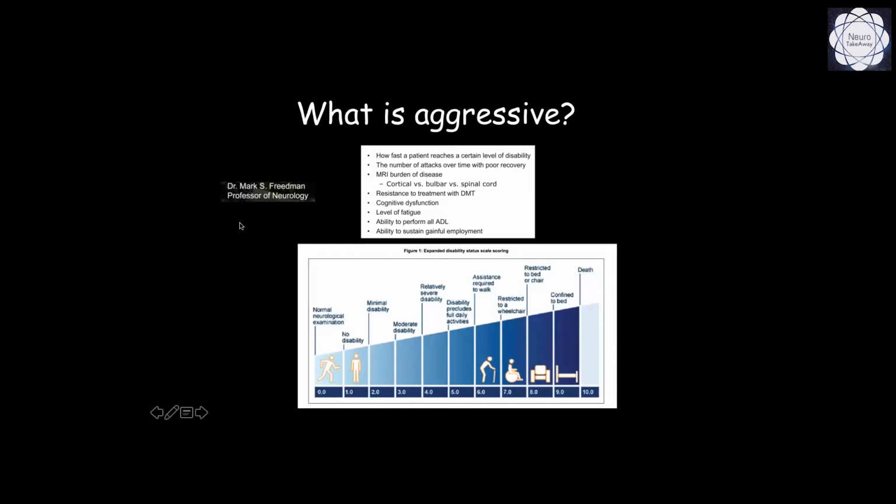And there are other factors that are very important in a patient that are not measured by this score. Here we have a list that was stated by Mark Freedman, in which he talked about the level of fatigue, the ability to perform certain daily life activities, the ability to work, to find a job, or the cognitive or psychiatric dysfunctions.